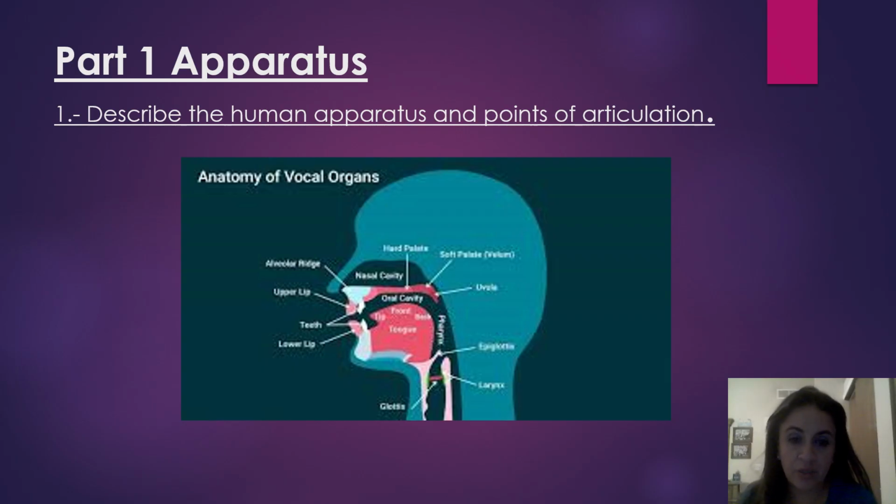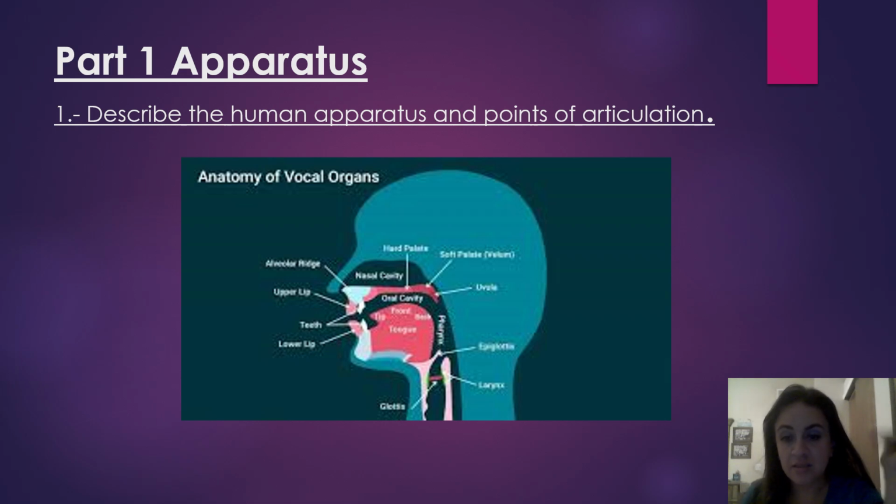In this diagram, we can observe the oral cavity and the nasal cavity. The pink part is the tongue, upper and lower lips, upper and lower teeth, and just behind your upper teeth is the alveolar ridge. In the roof of the oral cavity is the hard palate in the front, and in the back is the soft palate or velum, and the uvula just hangs freely in the back of your oral cavity, and this is the pharynx and the larynx.